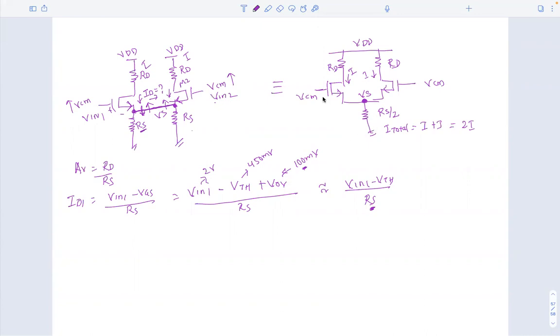So the next one is, let's say V common mode increases. So when this V common mode and this V common mode both increase at the same time, then Vs will increase. Correct?